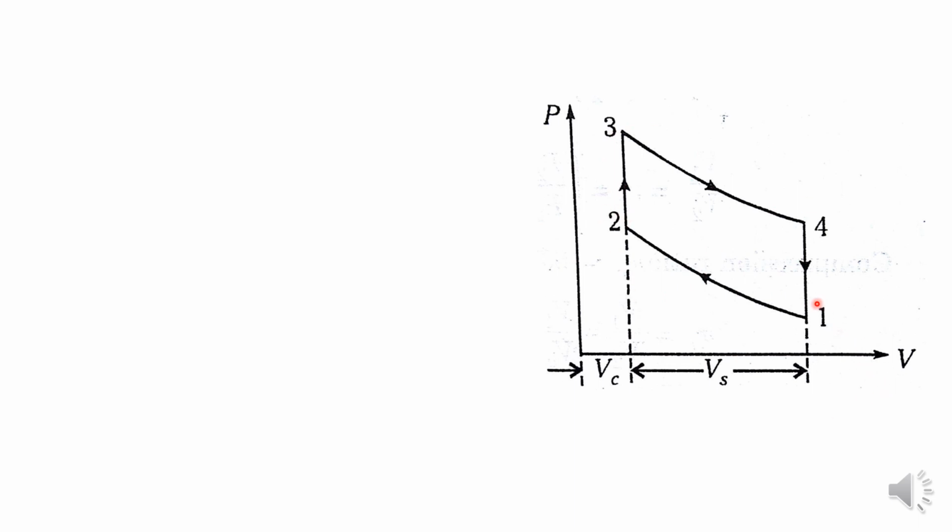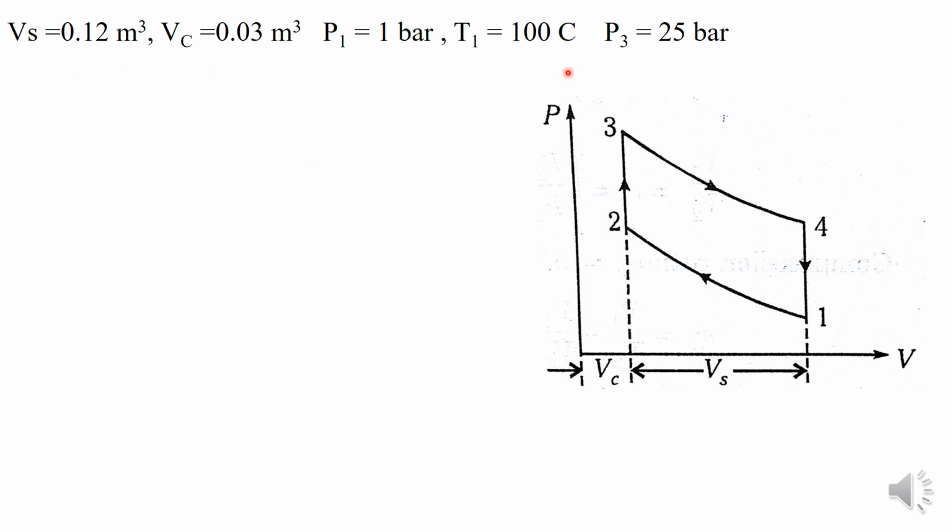So 1 to 2 is the compression, 2 to 3 is the heat addition process, 3 to 4 is the expansion, and 4 to 1 is the heat rejection process. These two processes are isentropic, and these two processes are constant volume processes. So first you need to draw the PV diagram of the given cycle. Here it is the Otto cycle, so we have to draw the Otto cycle PV diagram. Next we write the given data: stroke volume Vs, clearance volume Vc, P1, T1 and P3.